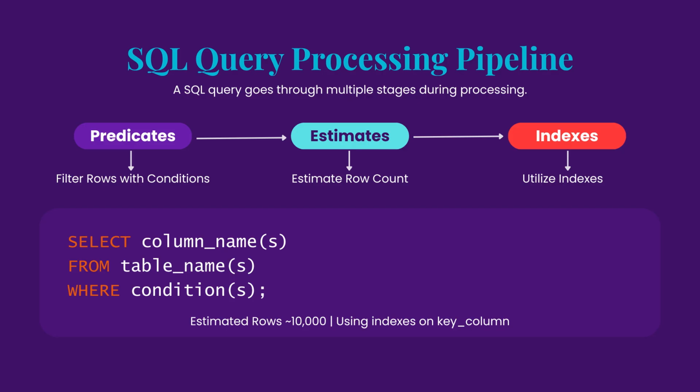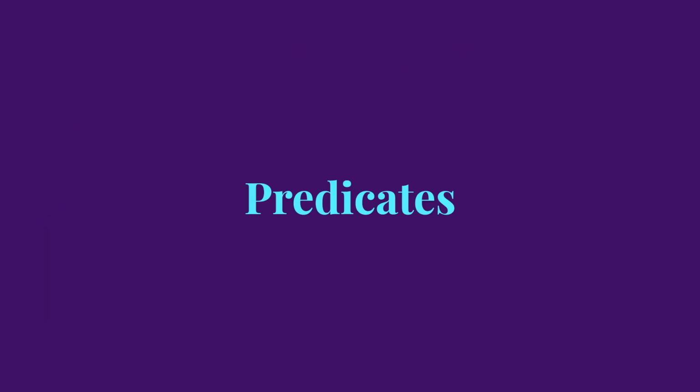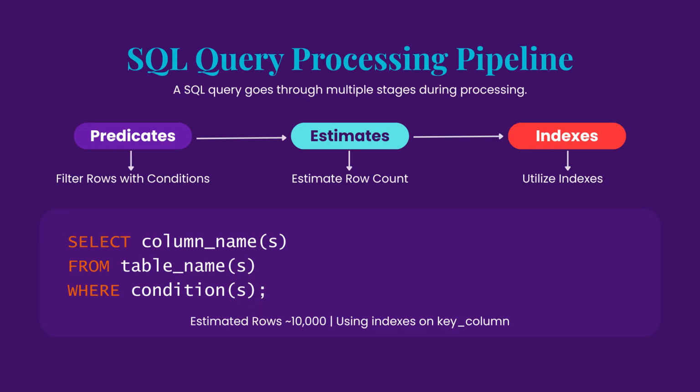Here's the big takeaway. SQL performance isn't random. It's a pipeline. Good predicates enable seeks. Good seeks improve estimates. And good estimates unlock better plans. Break the chain anywhere and performance collapses. Don't just write queries that return data. Write queries that help SQL Server find data efficiently. Because once you see the pipeline, you stop reacting to slow queries and start predicting performance before they even run.